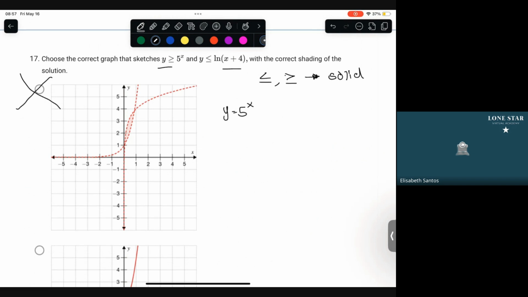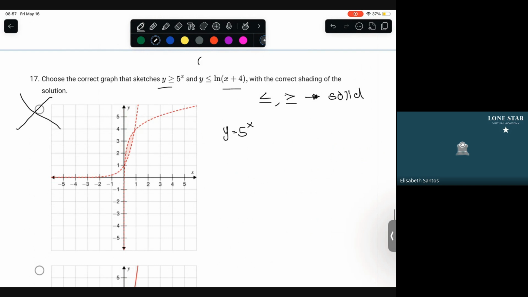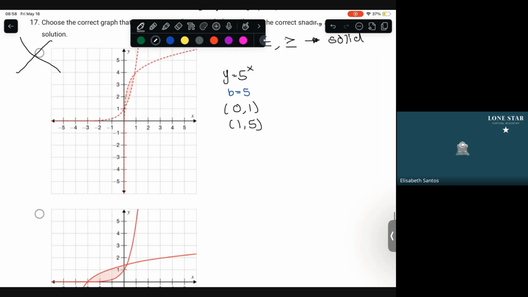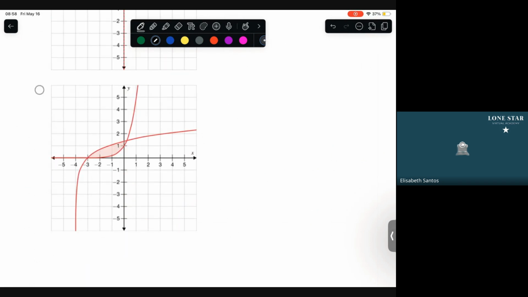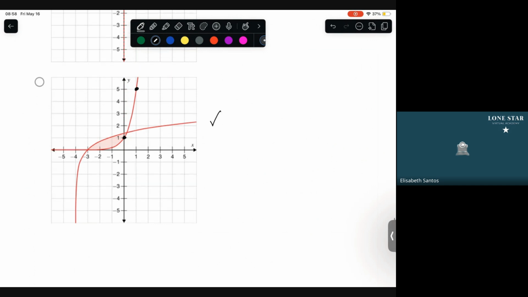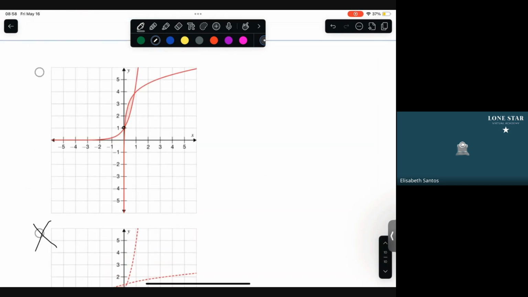Okay, so now what? Well, let's go ahead and start with our 5 to the power x, our exponential. Remember that first definition, number 1, where it states that exponentials have the points 0, 1, and 1, b. So here b is 5. So we're going to have the points 0, 1, and 1, 5. So let's look for those. So 0, 1, and 1, 5. So this one's a possibility. Let's check this one. 0, 1, 1, 5. This one's also a possibility.